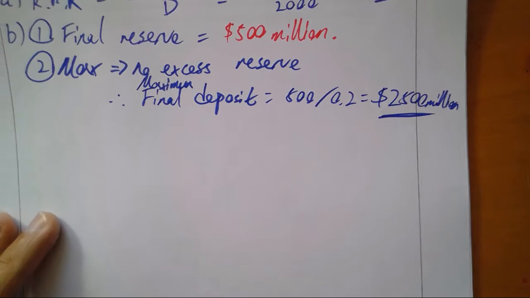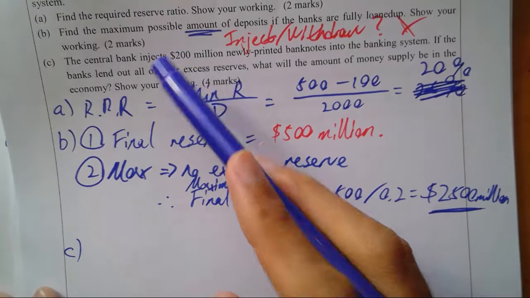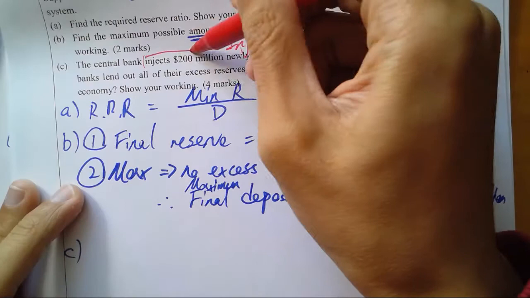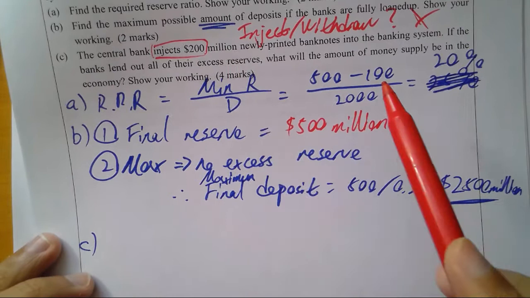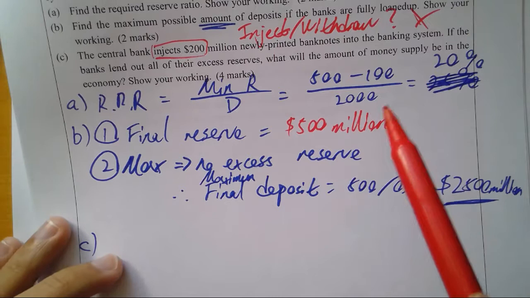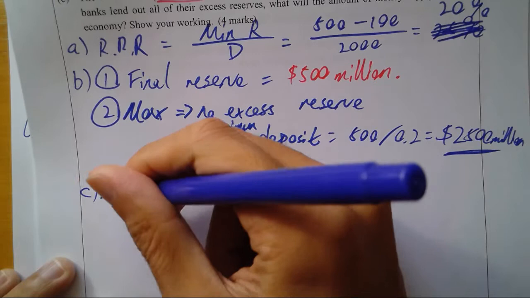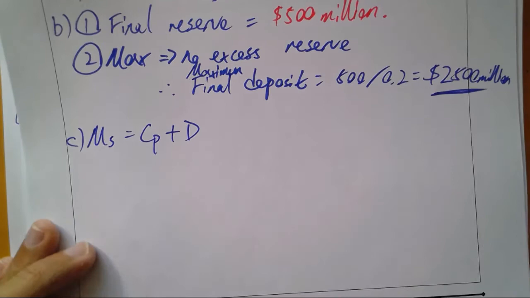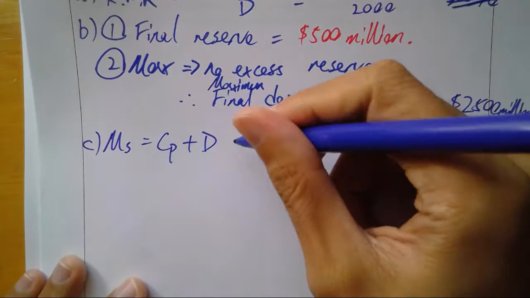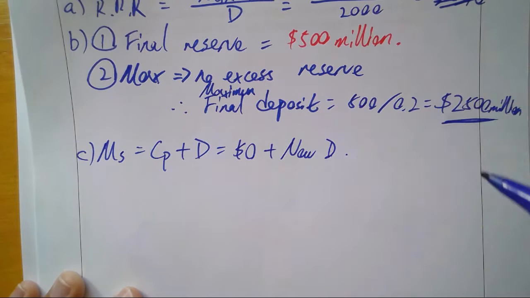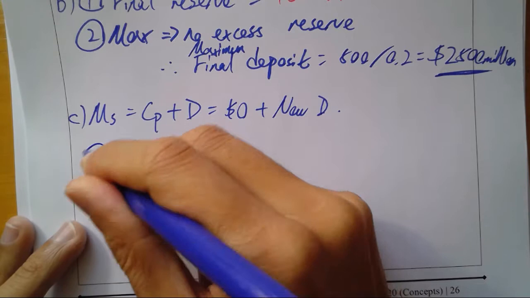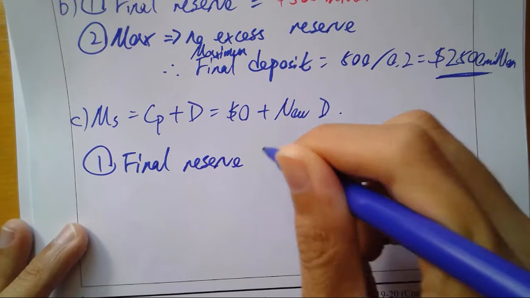Now, finally, part C. Policy is different. The central bank actually injects 200 million into the banking system. Again, if they lend out all excess reserve, what will be the amount of money supply in the economy? Take it slowly. Remember, money supply equals CP plus deposit. What is CP? In our case the public does not hold cash, so it will be $0 plus the new deposit. Now, let's calculate the new deposit. Follow the steps. Step number one, final reserve. It used to be 500.